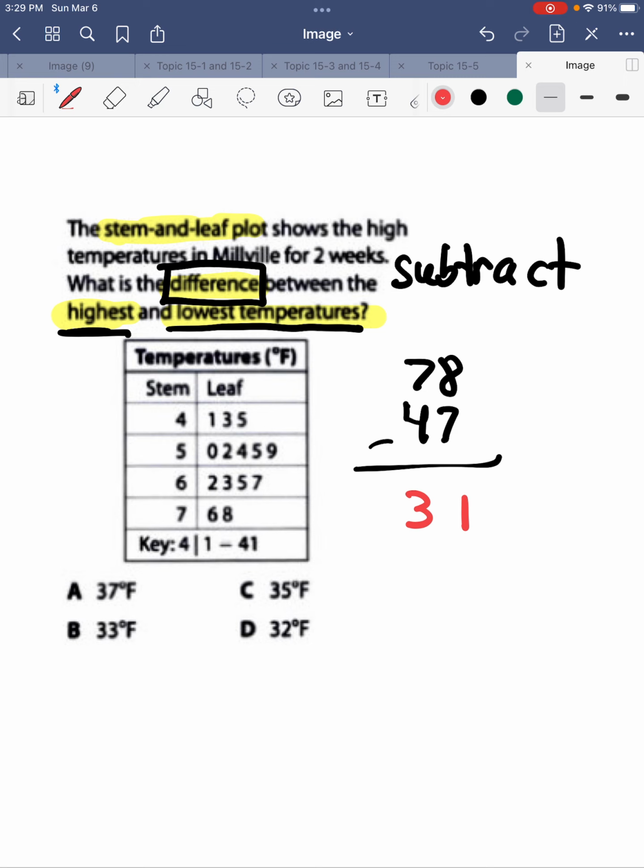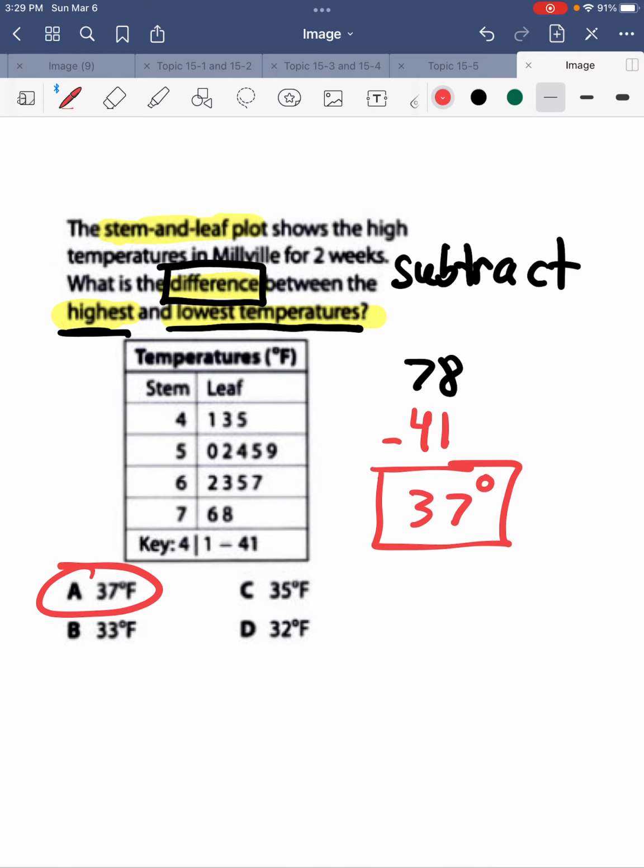Wait, did I do this wrong? Oops, I did. Whoops, I made a mistake. It's 41, I put 47. It's 41, my bad. So 8 minus 1 is 7. 7 minus 4 is 3. I get 37 degrees. A.